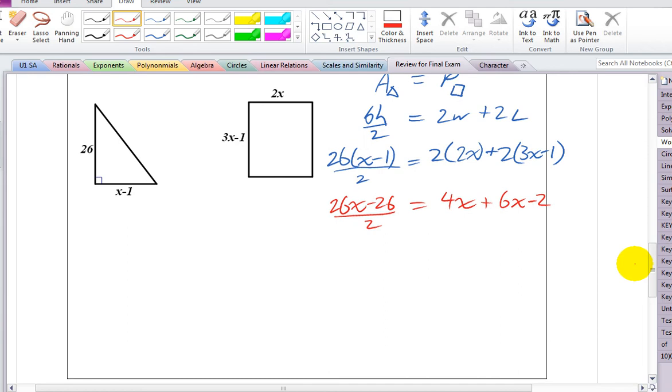Okay, go ahead and solve for x. We covered this on Thursday, I think it was. 26 divided by 2 and 26 divided by 2. So what we're left with is 13x minus 13. Divide both terms by 2 equals 10x minus 2. You have to know how to do that division, folks. That's huge. We already talked about that.